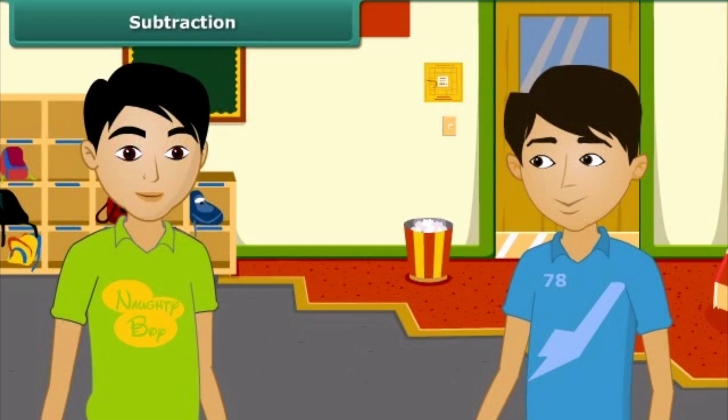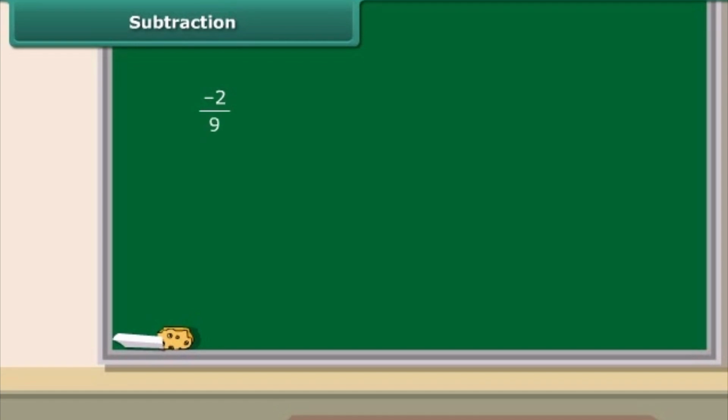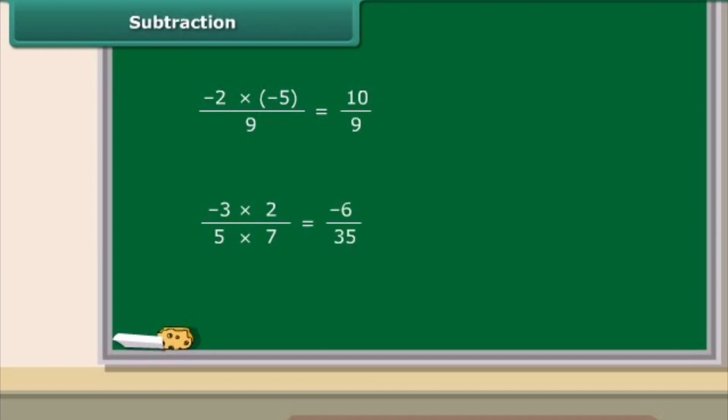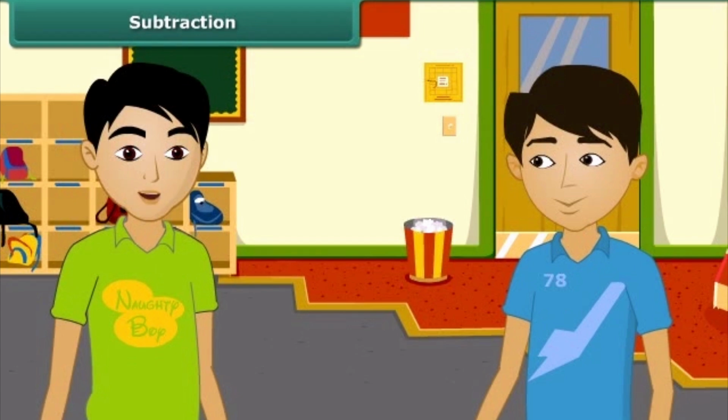Can you guess how we can multiply rational numbers? While multiplying a rational number by a positive integer, we multiply the numerator by that integer, keeping the denominator unchanged. When we multiply rational numbers, we multiply the numerators, then we multiply the denominators. Well done! You have learnt now.